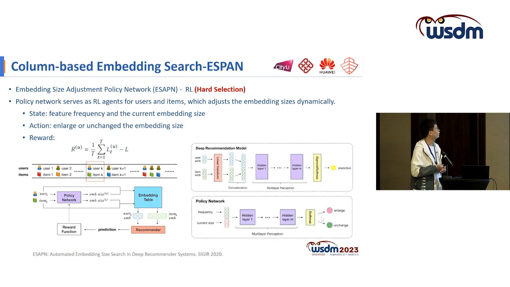Then two policy networks serve as RL agents for the users and the items, which can adjust the embedding size. The policy network leverages the feature frequencies and the current embedding size as the input. And the MLP component will learn to output the selection probability over two actions, which are enlarging the current embedding dimension or leaving the embedding dimension unchanged. The policy network will receive the reward returned from the deep recommendation model based on the validation dataset. Finally, each user or each item will be converted into an optimal embedding dimension.